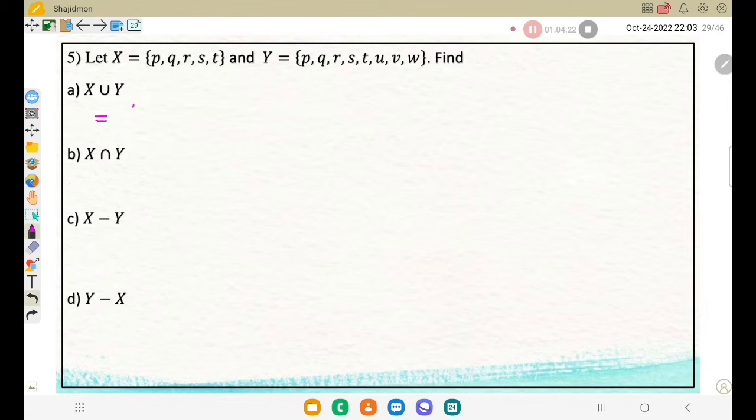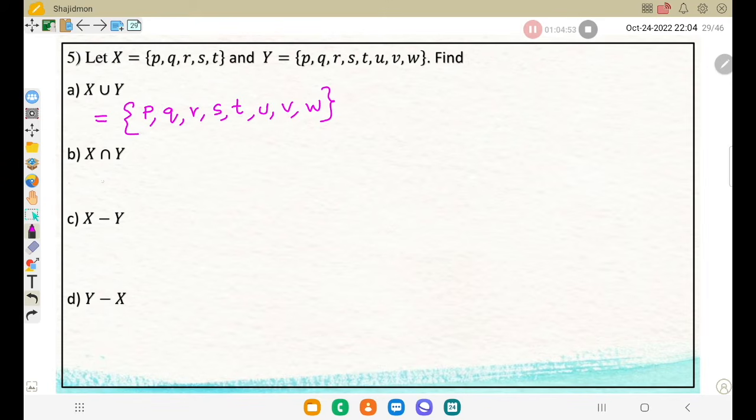X union means what is the operation I told? All, correct? All the elements together, but write each one time. First I am writing P, Q, R, S, T. Now the second set, P, Q, R, S, T, no need to write again. Other elements: write U, V and W together, okay? Both sets together we are writing, that is the union.